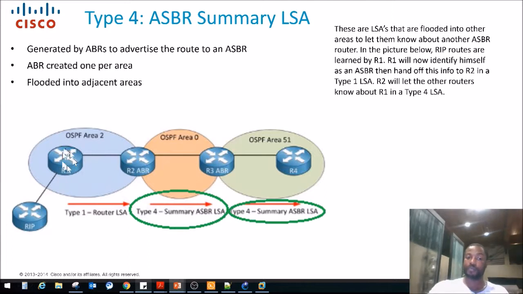So remember, the internal routers can only create a Type 1 LSA, right? But he received it. He is actually an ASBR. Once he realizes, oh, I got some RIP routes, let me send you a Type 1 LSA. But then in order for it to go to these other areas, it has to turn into a Type 4 LSA. That's why it's called a summary ASBR LSA. It's flooded into the adjacent areas.